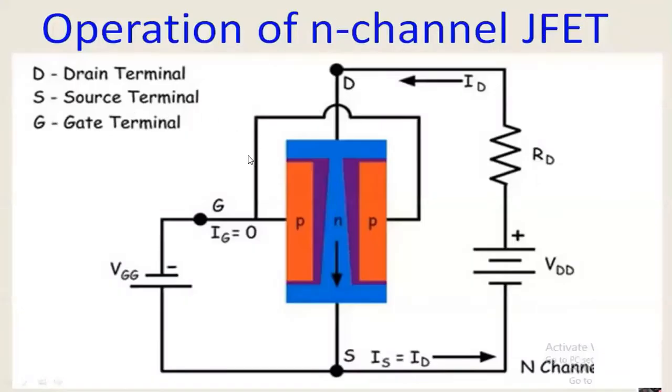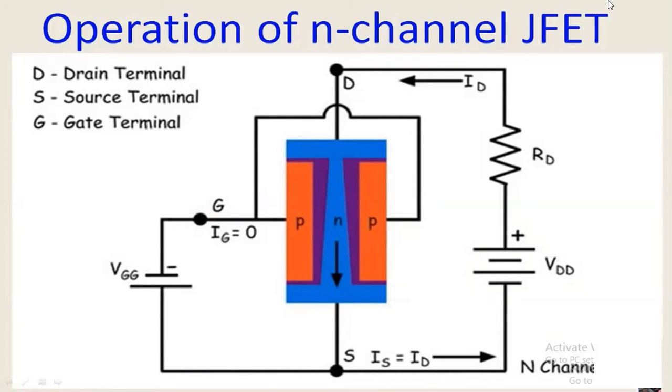Okay, next. In order to understand the working, we need to give proper biasing. As we have seen, there are two junctions here. One biasing is given between gate and source. That applied voltage is VGG, between gate and source.